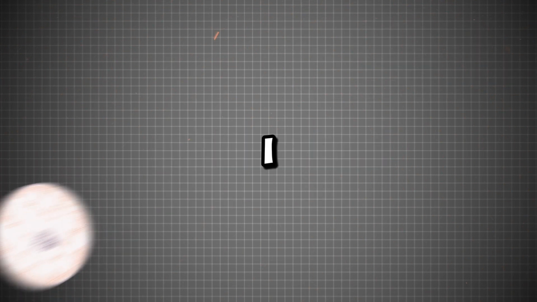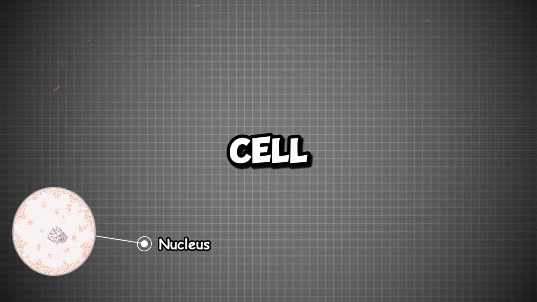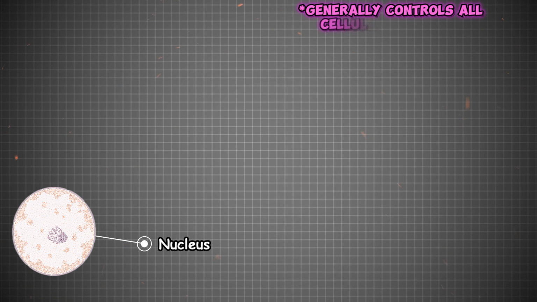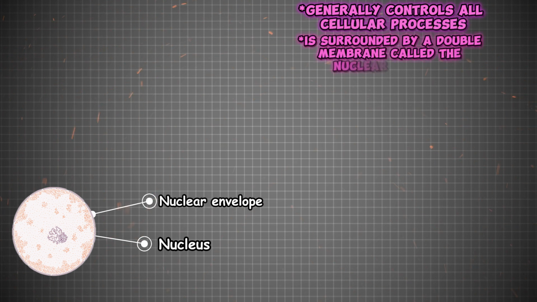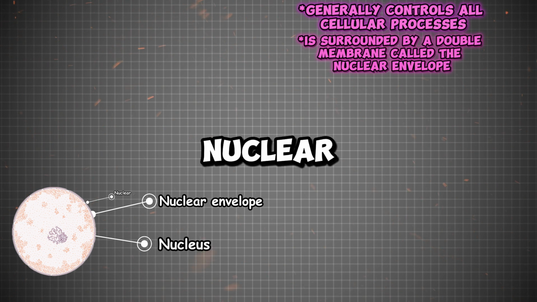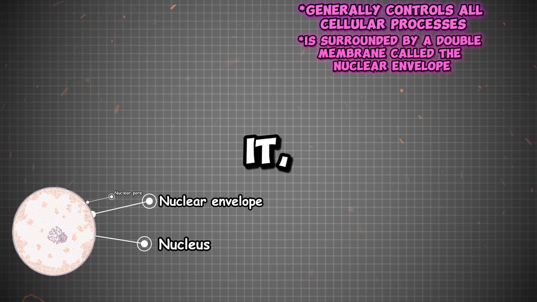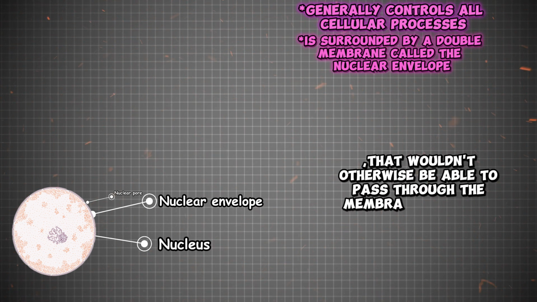Nucleus. I like to call the nucleus the mastermind of the cell. It generally controls all cellular processes. It is surrounded by a double membrane called the nuclear envelope. The nuclear envelope has some holes in it called nuclear pores that allow some substances to pass through it that wouldn't otherwise be able to pass through the membrane for some reason.